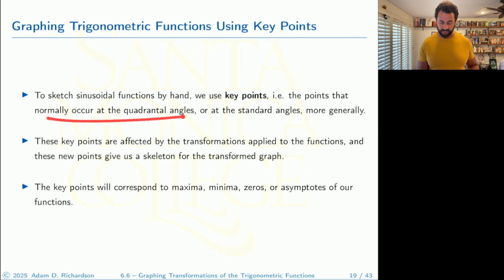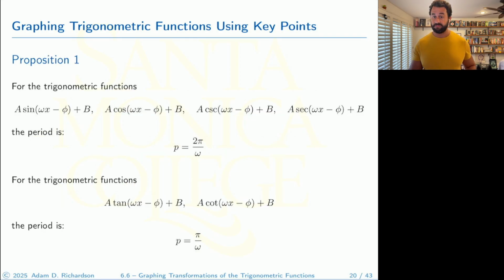These are the points that normally occur at the quadrantal angles, or at the standard angles more generally. Those angles like 0, pi over 3, pi over 4, pi over 6, pi over 2, 3 pi over 4, 3 pi over 2, all those. Those are like standard angles. And each one of those standard angles gives us a key point. Now, the key points are affected by the transformations that are applied to the functions. The key points are going to correspond to maxima, minima, zeros, or asymptotes of the function. And we're going to see how in the next minute here.